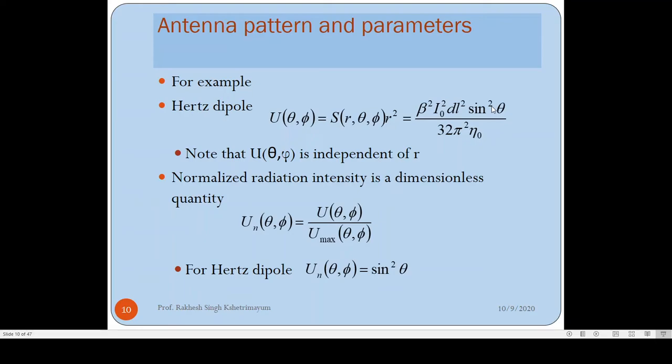And most of the time we are interested in the normalized radiation intensity, which is a dimensionless quantity. So normalized radiation intensity is defined as U divided by U max. U is the radiation intensity in a particular direction theta, phi. U max is the maximum radiation intensity. So maximum radiation intensity will be when theta is equal to pi by 2, then this term goes away. So the ratio of U by U max will be simply sine square theta.